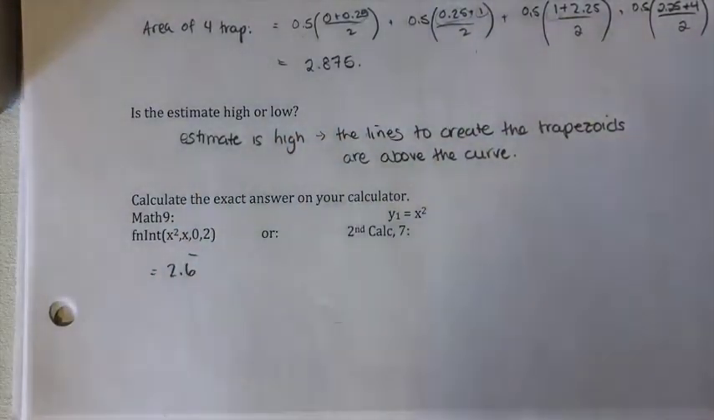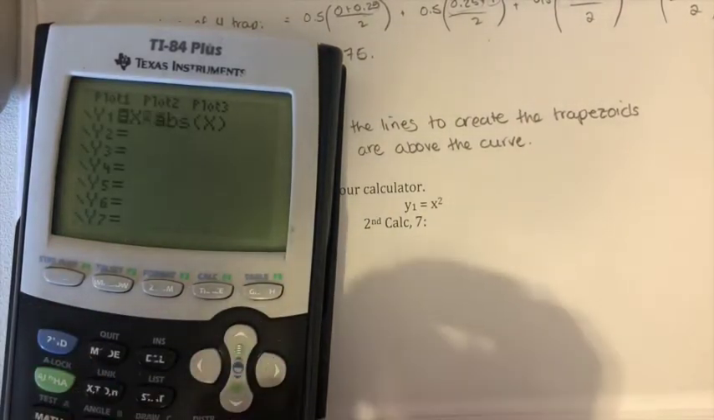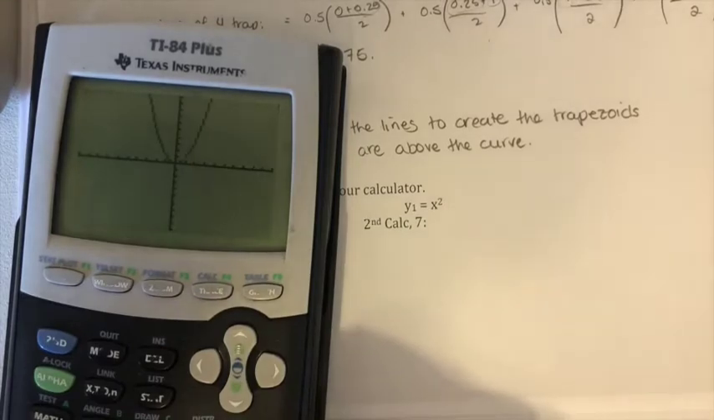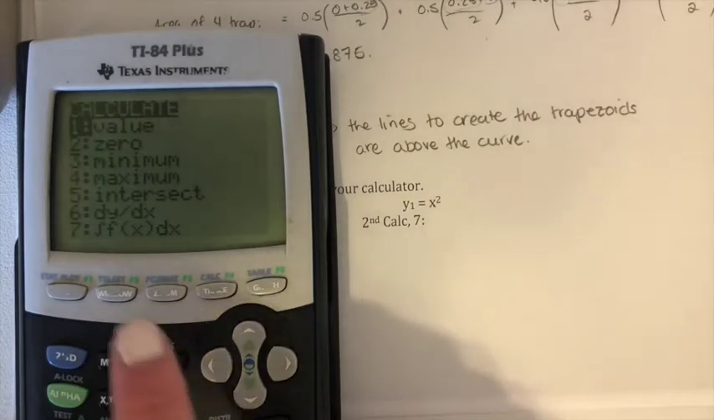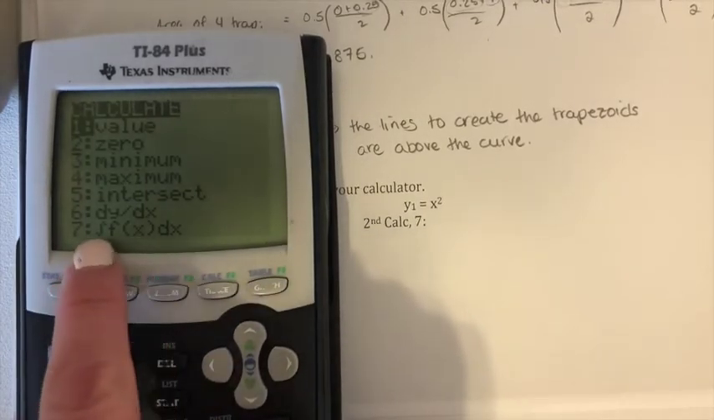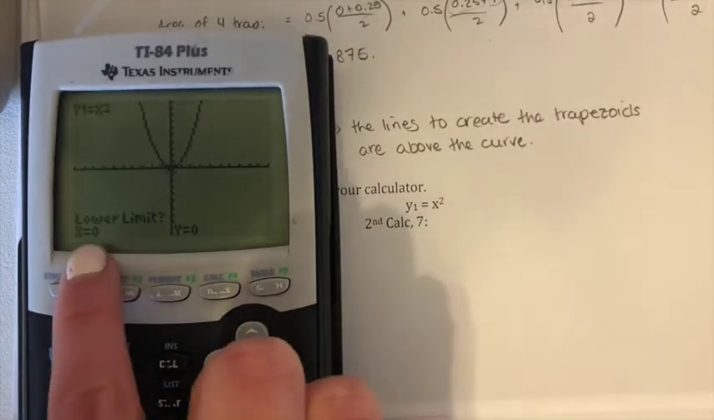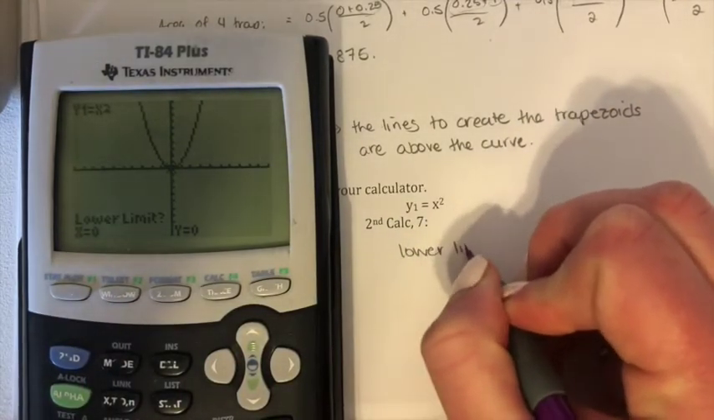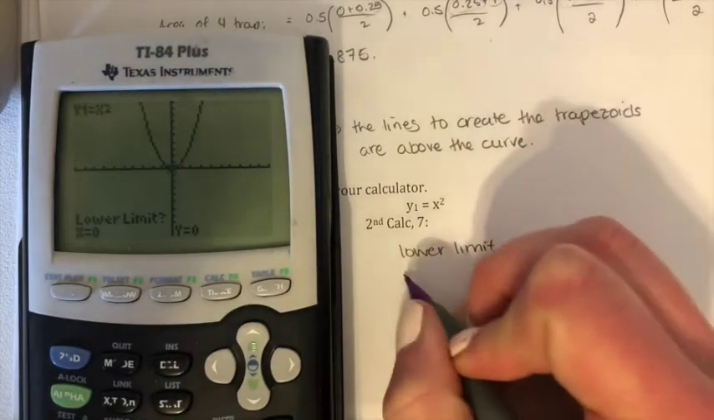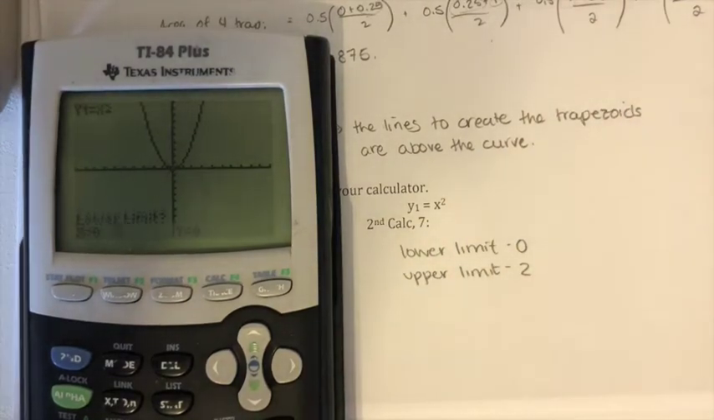The other way that we have not done yet: if we go in and graph x squared, then do second calc, just like we do to find all of the other things, notice how we have the integral of f of x dx. If we pick that one, we want to tell it the lower limit and the upper limit. So lower limit 0, upper limit 2.